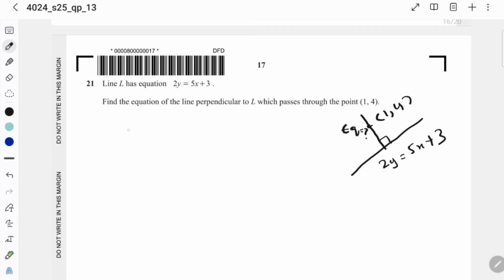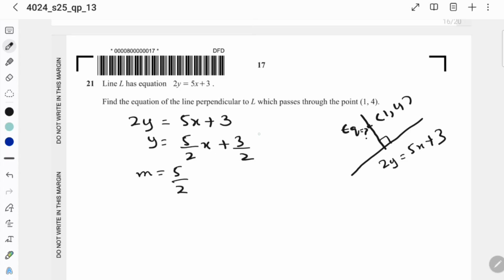First find out the gradient, because we need a gradient and a y-intercept to find out the equation of the line. So 2y is equals to 5x plus 3. Make y subject: y is 5 over 2 x plus 3 over 2. So gradient is 5 over 2. Why? Because y is equals to mx plus c, and m is the gradient. So when m is the gradient, it is 5 over 2. Alright, so this is m is equals to 5 over 2 of the given equation.